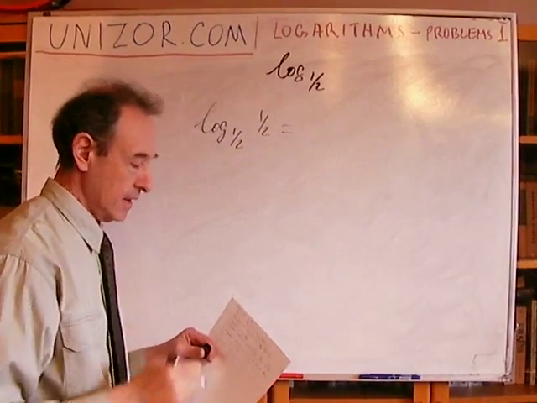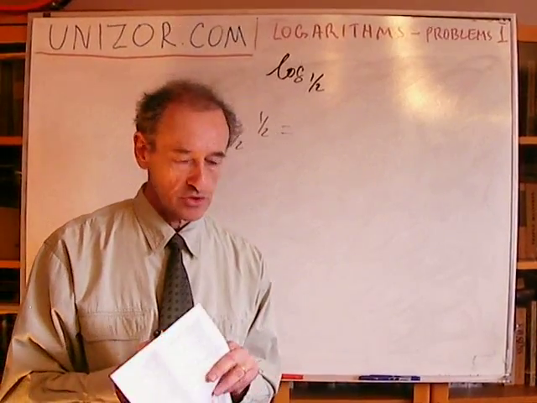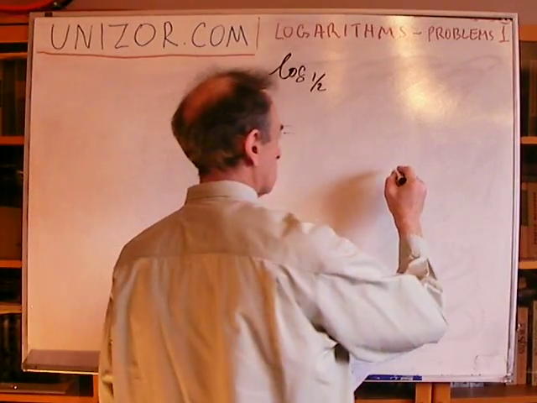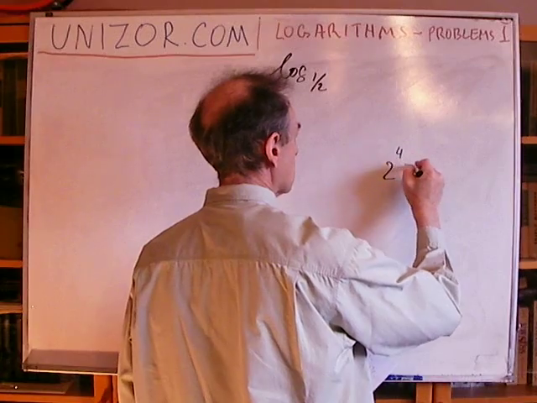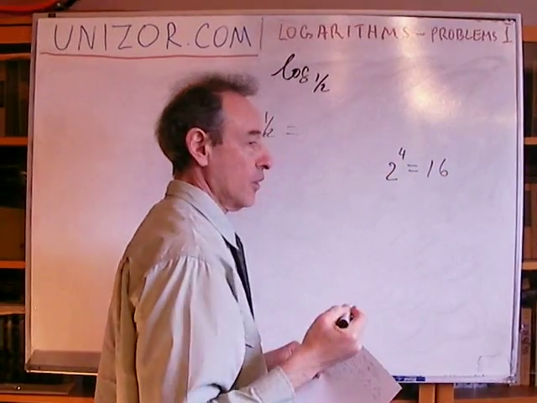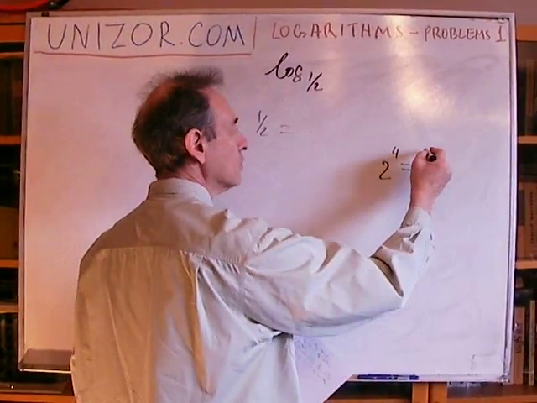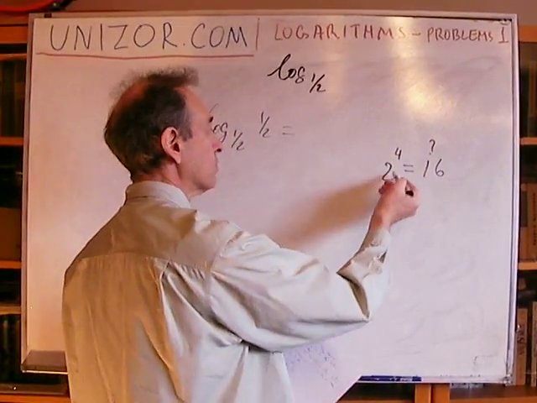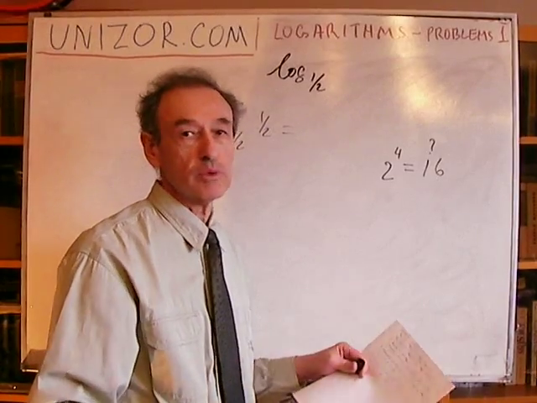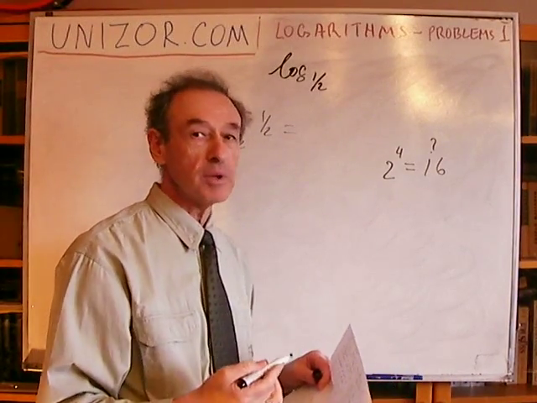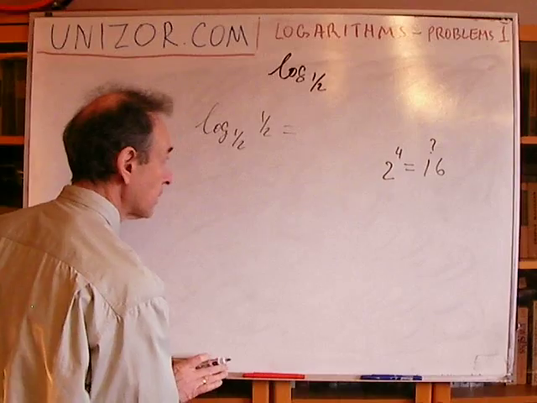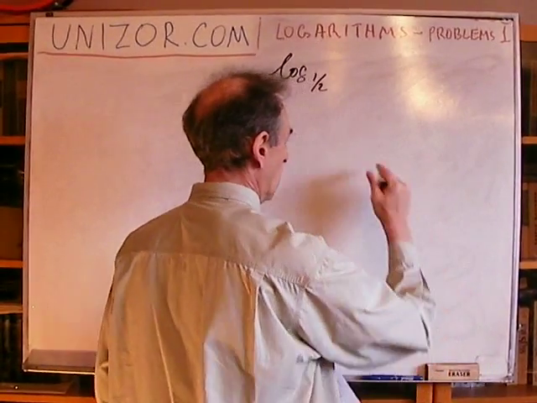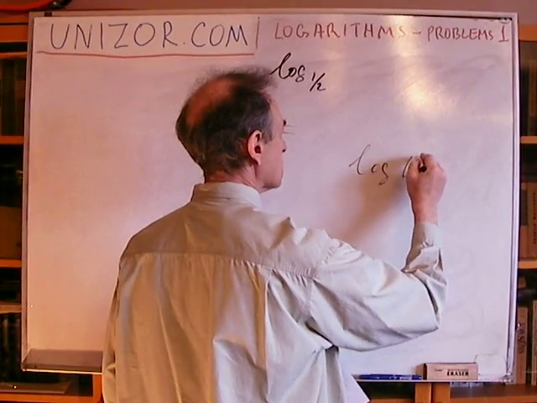Well, here's an interesting consideration. When you have an exponential function, let's say 2 to the 4th is equal to 16, you can just calculate. If you don't know this value, you can calculate it. Well, you multiply 2 by 2 by 2 by 2, you will get 16. This is a calculable thing. What if I say an equivalent thing? What is log base 2 of 16?